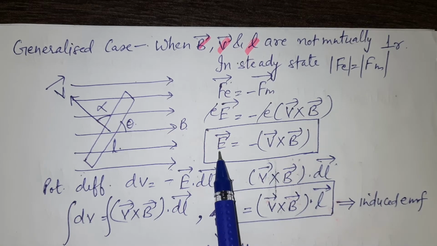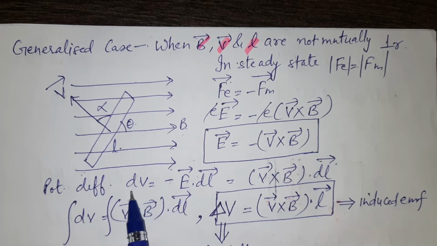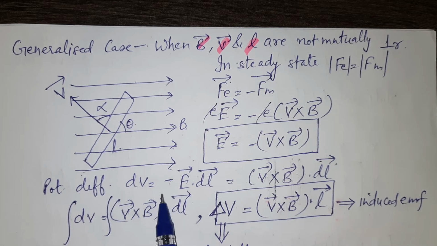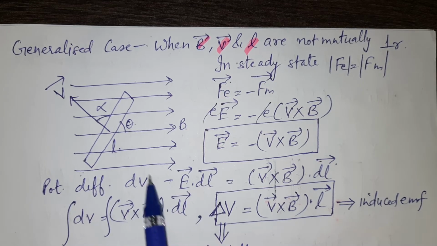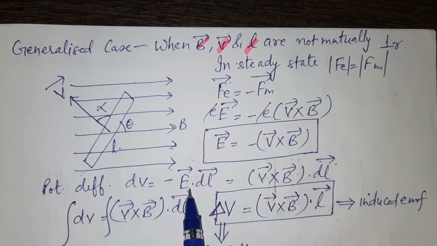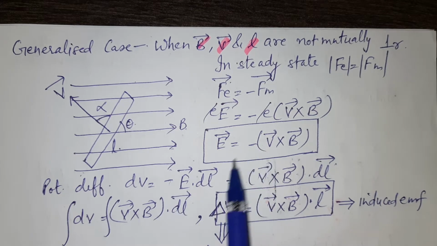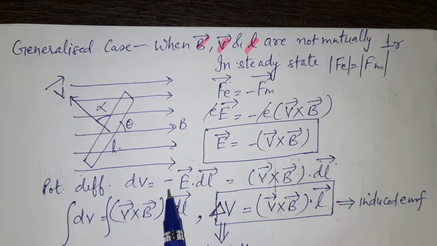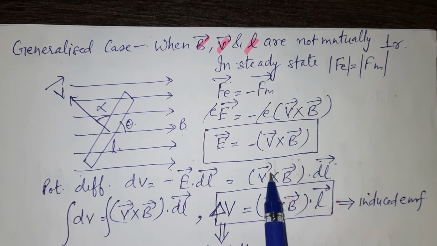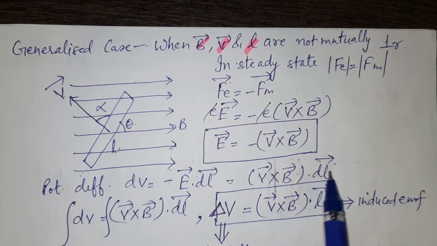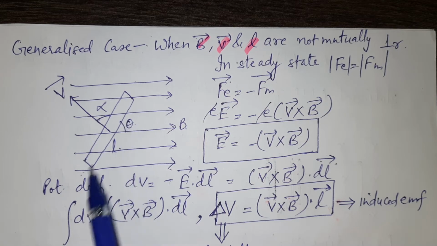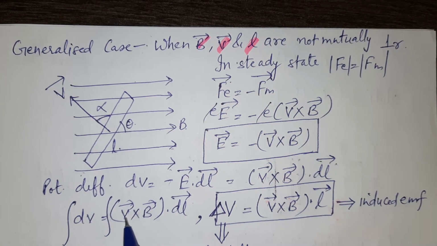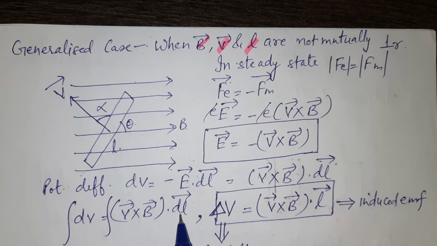Now the electric field is related to potential difference by dV is equal to minus E dot dl. Potential gradient is the negative of the electric field. So put the value of the electric field here, minus and minus will cancel. We will get V cross B dot dl. Now integrate it to get the potential difference across this rod. dV, the potential difference across the rod, is equal to V cross B dot dl.